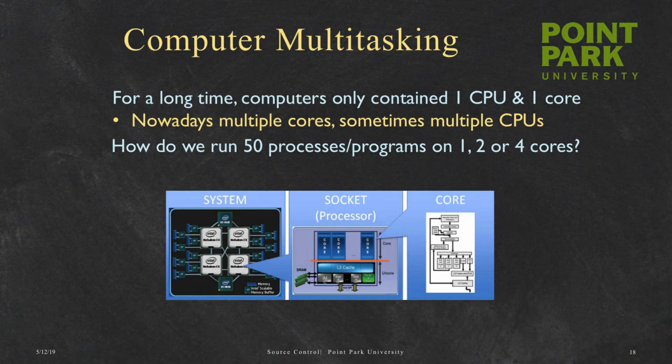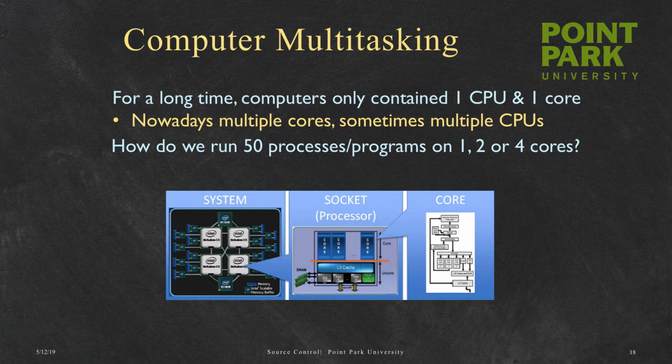All right. For a long time, computers only had one CPU and one core. So when I was growing up, they had the 486SX, the 586SX, and those were super fast, but the hard drive was maybe 500 megabytes, maybe not even that. But they had one CPU, one core. Now computers are super fast. They could have multiple CPUs, multiple cores, and it just makes it so much quicker. So how do we run 50 programs on 1, 2, or 4 cores?